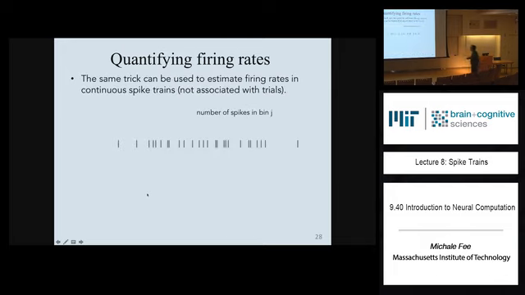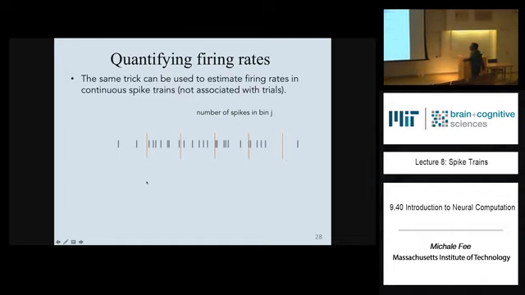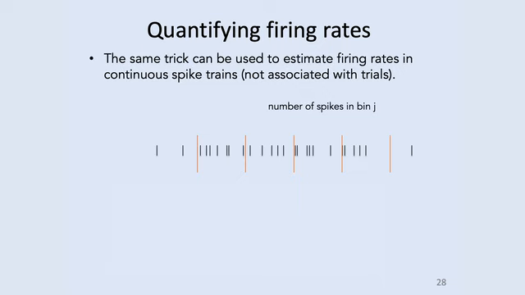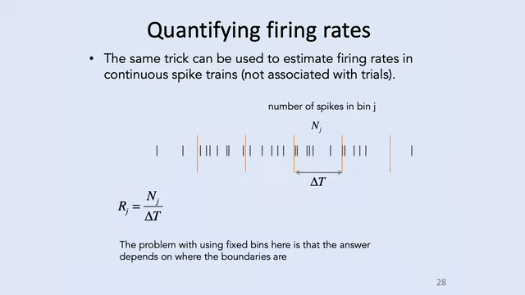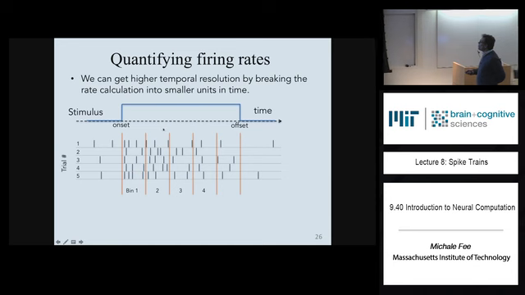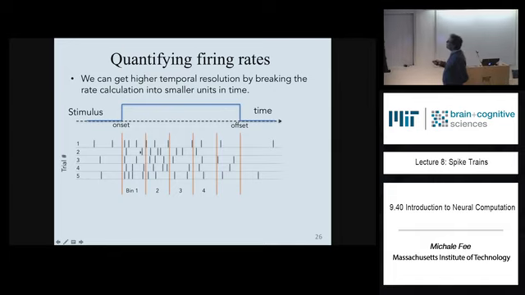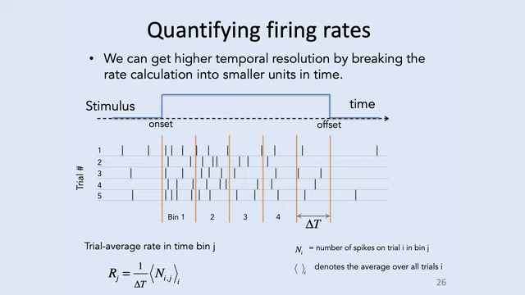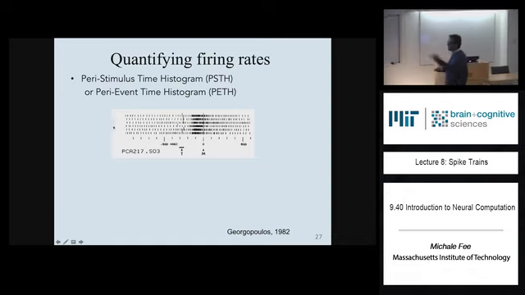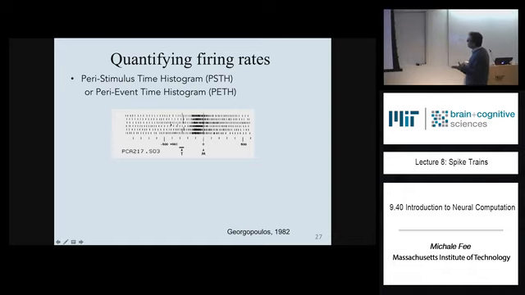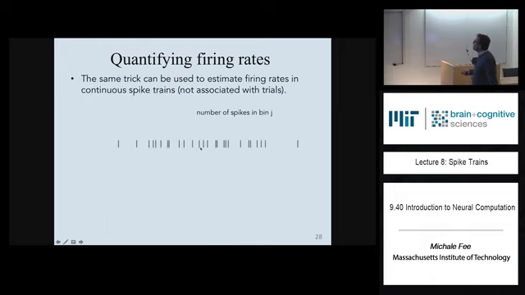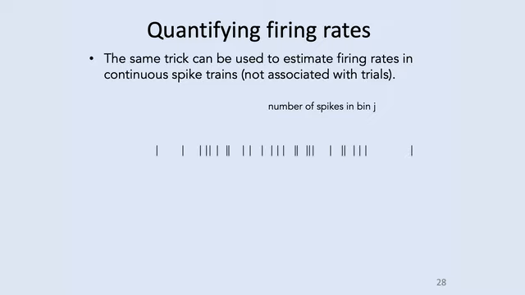And so we can use similar tricks to estimate the firing rates of neurons in continuous spike trains. Okay? Not all neuroscience experiments are done in trials like this, where we present a stimulus and then turn it off. Some experiments are done, for example, where a monkey or an animal might be watching a movie where stimuli are presented continuously. So you don't have this clear trial structure. We can also quantify firing rates in cases where we just have a continuous spike train without trials.